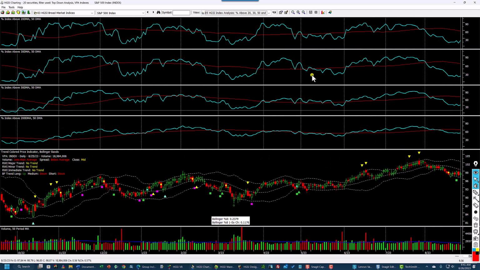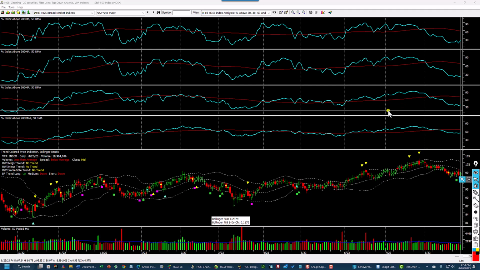Now this is a percentage of stocks above their, get my arrow back here again, their 20-day, their 30-day, their 50-day, and their 200-day moving averages. And you can see that these have been going down, but they're flattening. The percentage is flattening on all of these. Now, on the 200, the percent above the 200, it's just pretty flat.